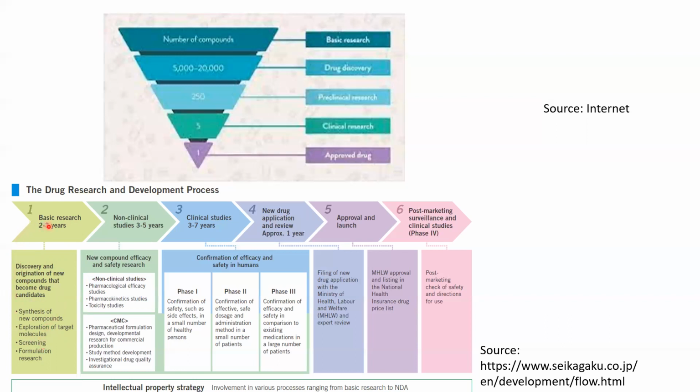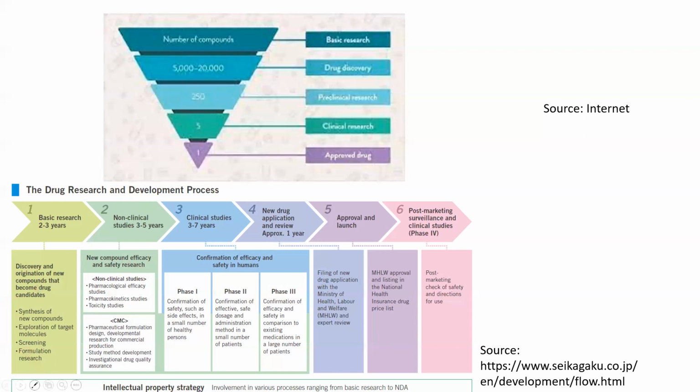The next stage after basic research is non-clinical studies. It will also span around 3 to 5 years. This stage is used to study the efficiency of the new compound. Here we do the pharmacological efficiency studies, and we study the pharmacokinetics. Pharmacokinetics means what the body does to the drug, and pharmacodynamics what the drug does to the body. Then we do the pharmacotoxicity studies also.